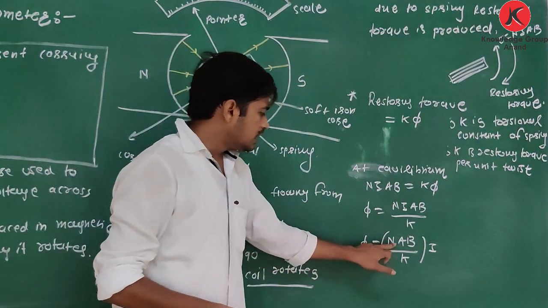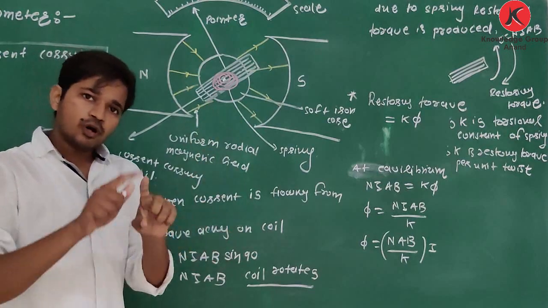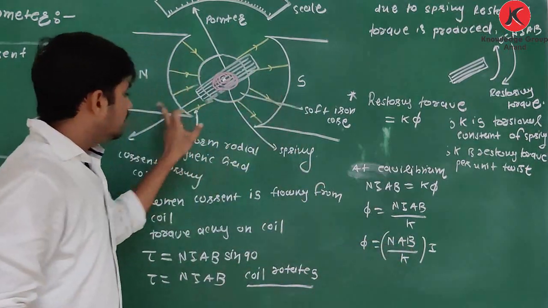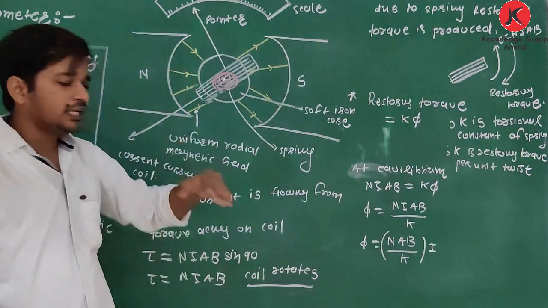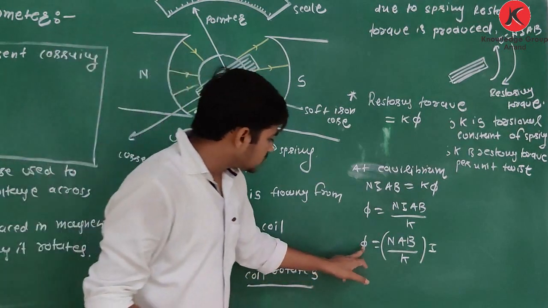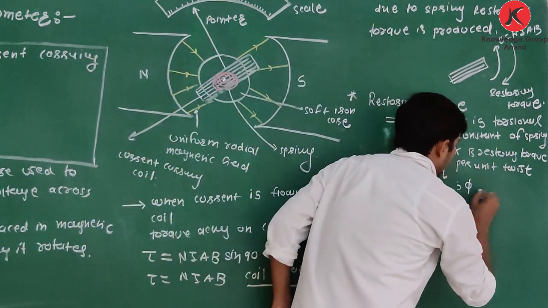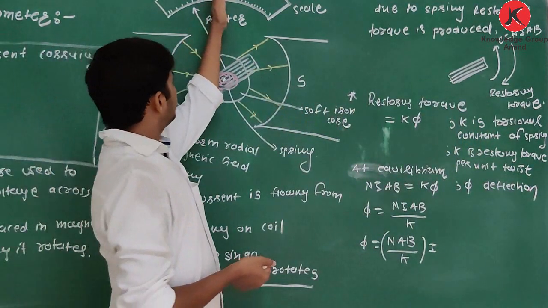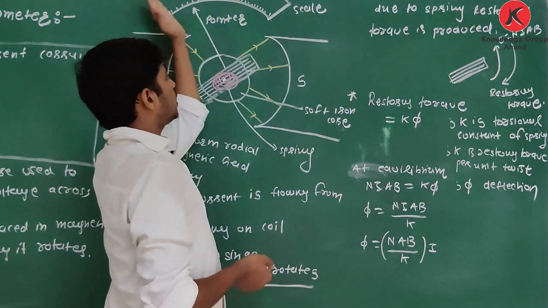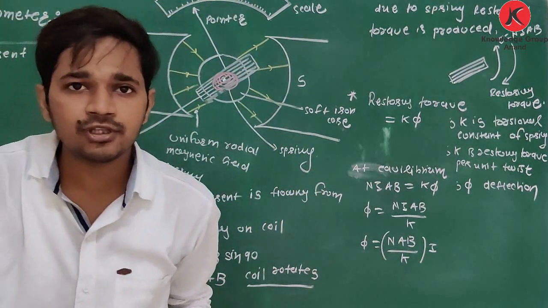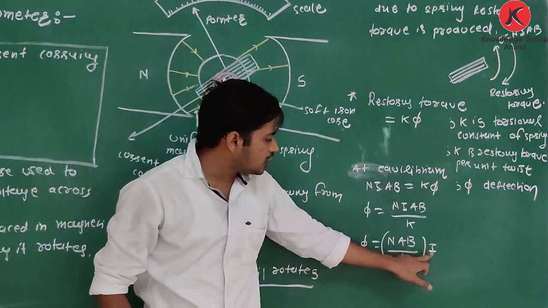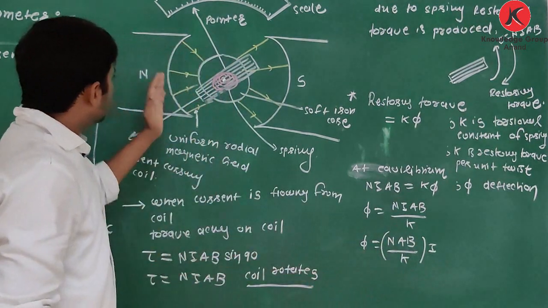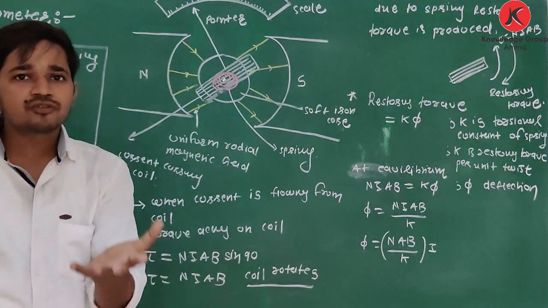Now see, N, the number of turns for this given coil, is fixed. A, the area of the coil, is fixed. B, the magnetic field, is fixed. K, the torsional constant of the spring, is fixed. Yes or no? Then this phi means deflection. See, this pointer is moving, which means deflection. Clear about this? So this deflection depends on current. If more current is flowing, then deflection is more. Yes or no?